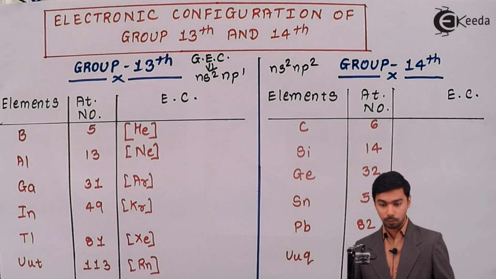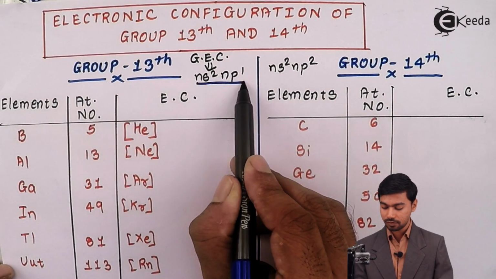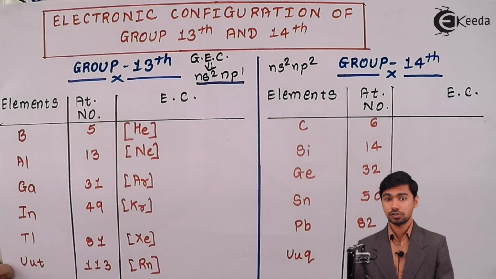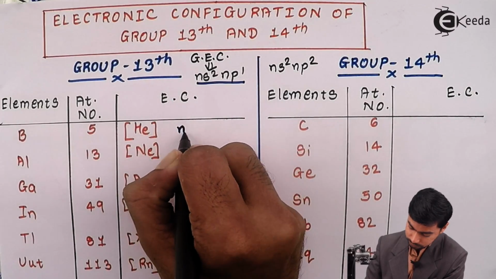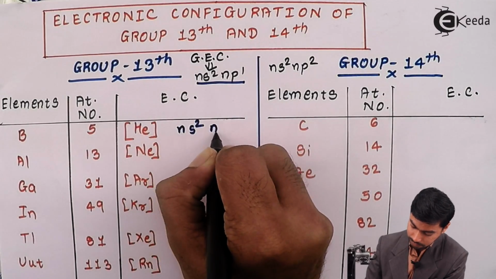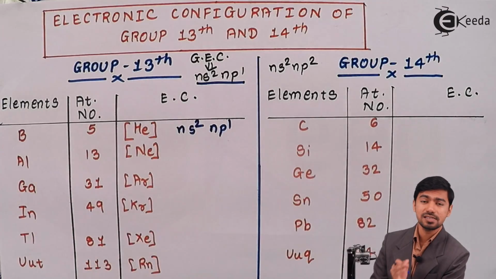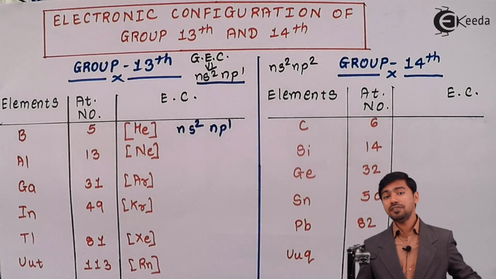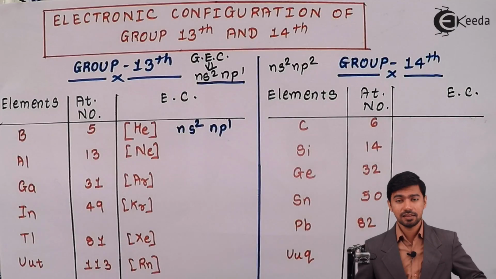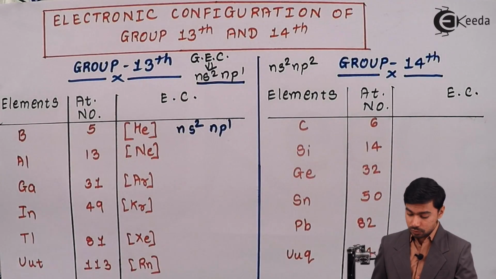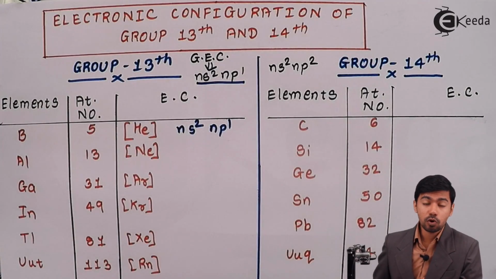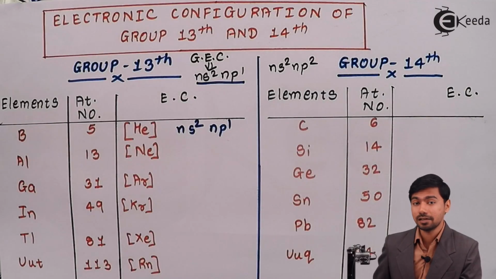But for group 13, what is the general electronic configuration? This is ns2np1. So we have to make ns2 and np1. But what does this n stand for? From the previous part, again we are saying that n is nothing but the period number or the shell number. So what period number is there for boron? Boron belongs to the second period.